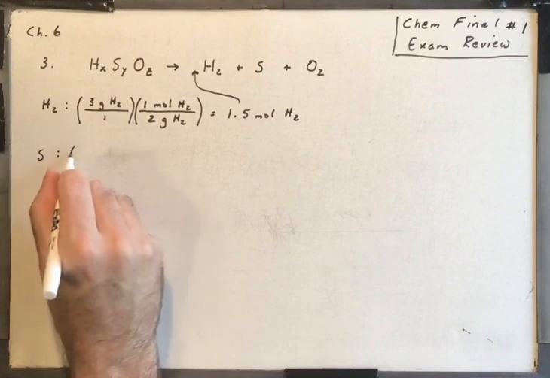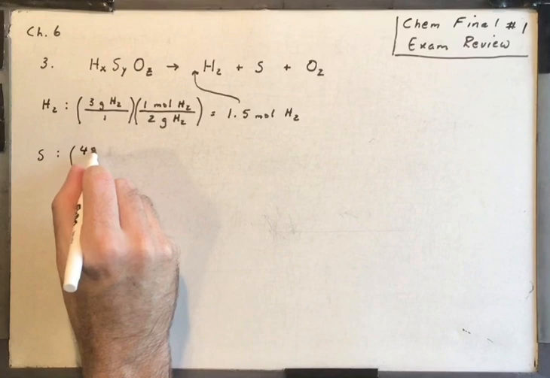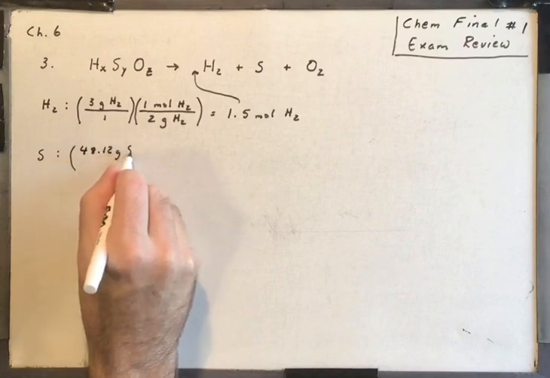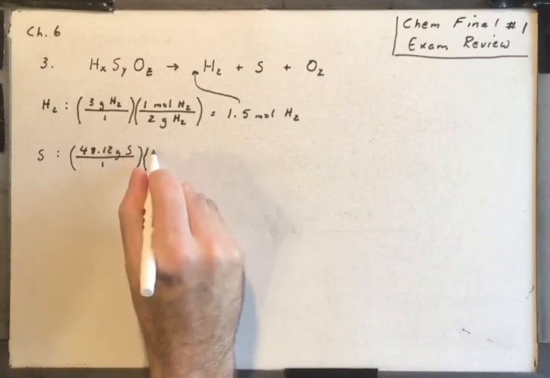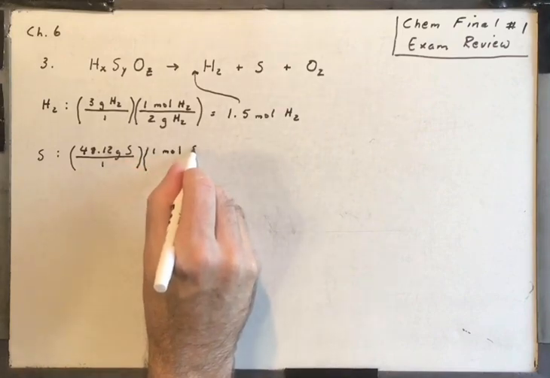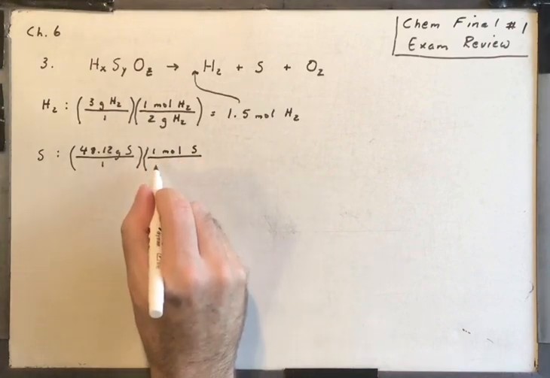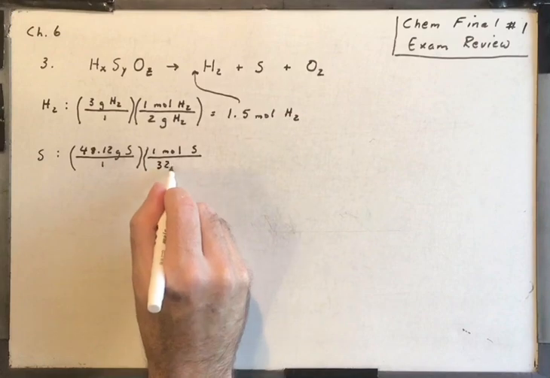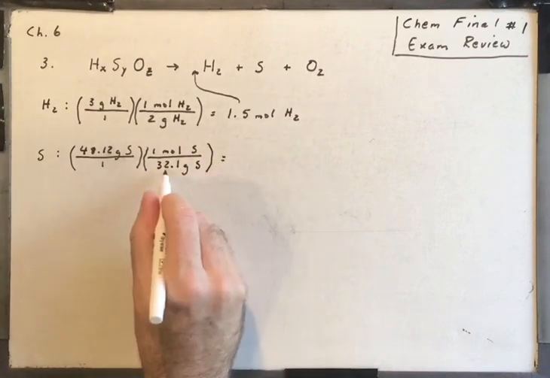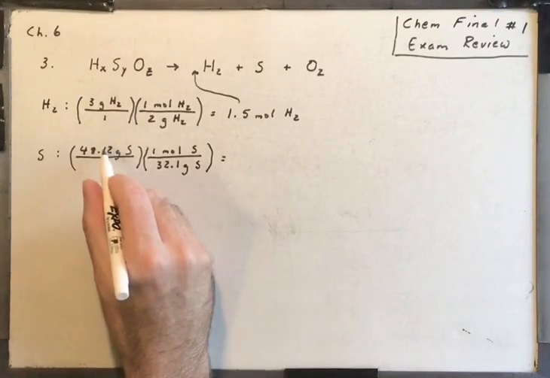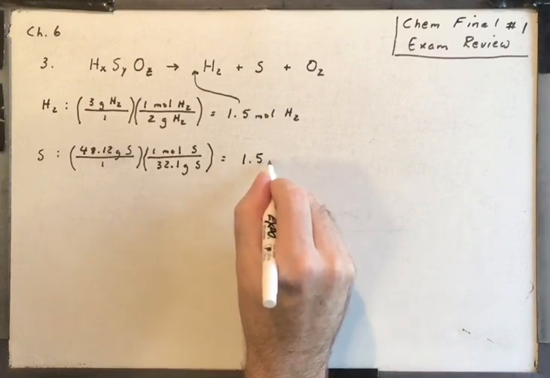And then for sulfur, it says we have 48.12 grams. All right, and then sulfur weighs 32.1. So that's just from the periodic table, okay? All right, 48.12 divided by 32.1 is also 1.5 moles.